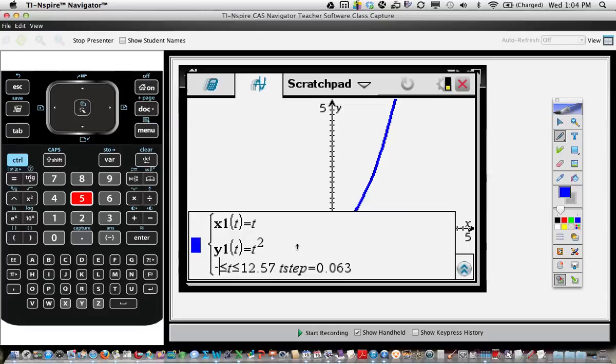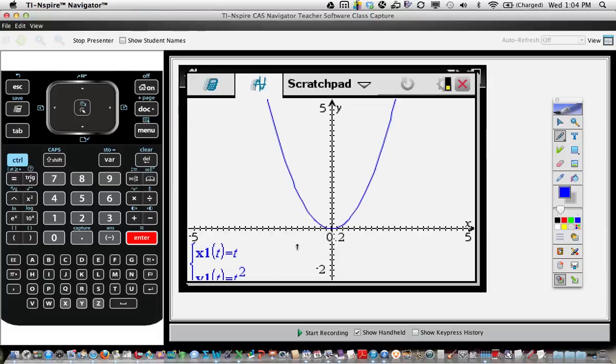Negative 5 to 5, let's say. Let's just go negative 5 to 5, okay? And you can leave the t step there, that's fine. So what's kind of cool about this with parametrics, we can graph a basic parabola.